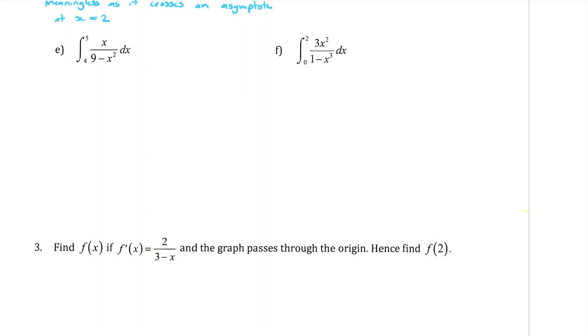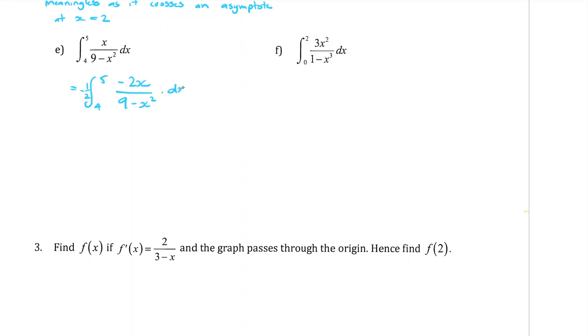Integrating. It's not quite perfect this time. We're going to need some fiddling. We have 9 minus x squared. What's the derivative? A negative 2x. Okay, I had the x. I've multiplied in a negative 2, which means what do I do to compensate? Times by negative a half out the front.